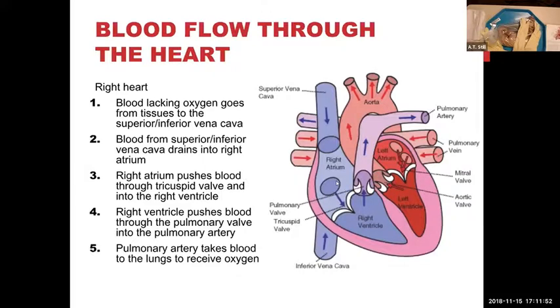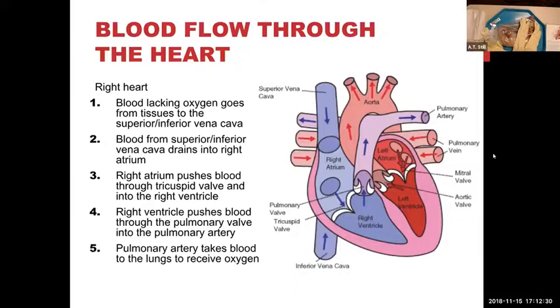And then from the right atrium, it's going to go through this tricuspid valve into the right ventricle, and then from the right ventricle, it's going to go through the pulmonary valve into the pulmonary trunk and to the pulmonary arteries. So the pulmonary arteries take blood away from the heart, and it's still deoxygenated blood because it hasn't been to the lungs yet. It's going to take this blood to the lungs, and when we breathe in, the oxygen is going to get transferred from the air that we breathe in to the blood.